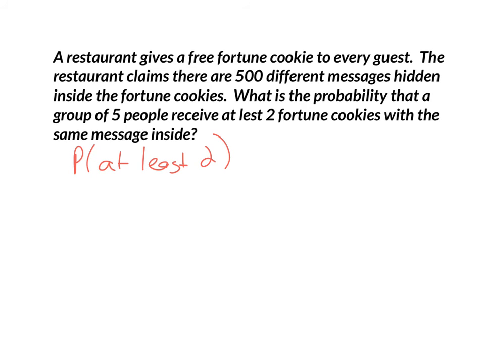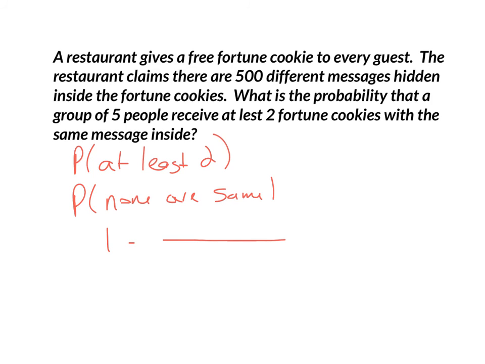Now, when I see at least 2, I'm thinking opposite, because we just did complements, and that's the way to go here. Because if you had to do at least 2, you have to do 2 or 3 or 4 or 5. You have to do probability like 4 times. So instead, what I'm going to do is this: probability that none are the same. Because the opposite of at least 2 is less than 2, which is just 1, which is the same thing as none are the same. None are the same. So I'm going to do 1 minus that. Now, the hard part is I got to figure out how to do that.